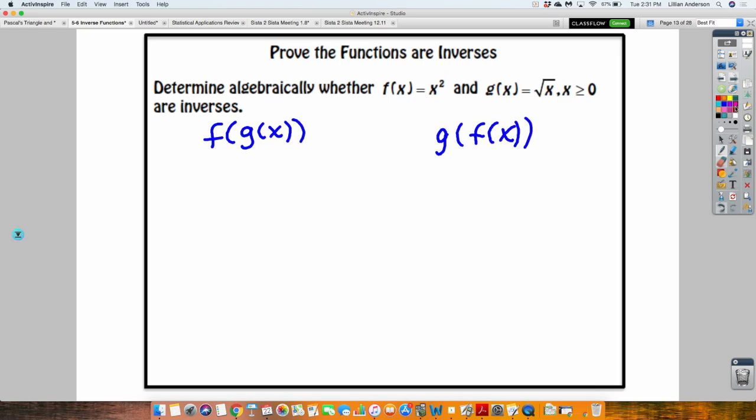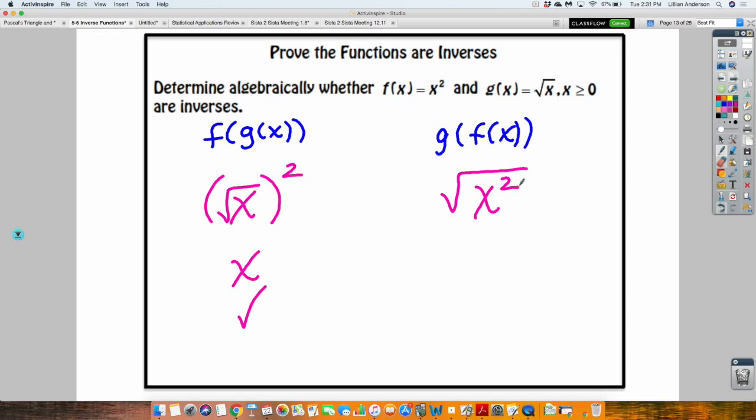Are they inverses? Yes, they are. When I take g and plug it into f, it gives me this. What's the square root of x squared? X, just regular x. So this one works out. When I go the other way, it becomes the square root of x squared. And a square root and a square do what? They cancel out. So yes, these are inverses of each other.